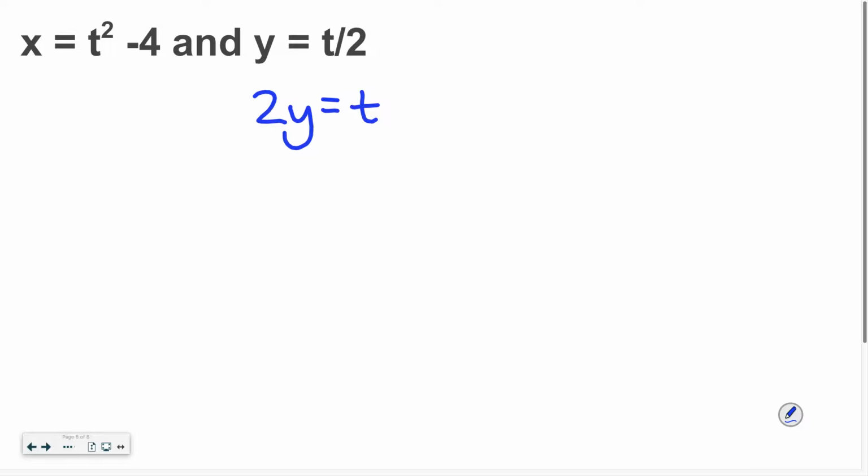As I was walking around, I heard some people say, well, both are pretty easy. I agree, but what's going to be the trouble with x? Square root, and when you square root both sides, we have plus or minus. You don't want to deal with plus or minus. Okay? So t would equal 2y, which means we have x equals 2y, the quantity squared, minus 4.